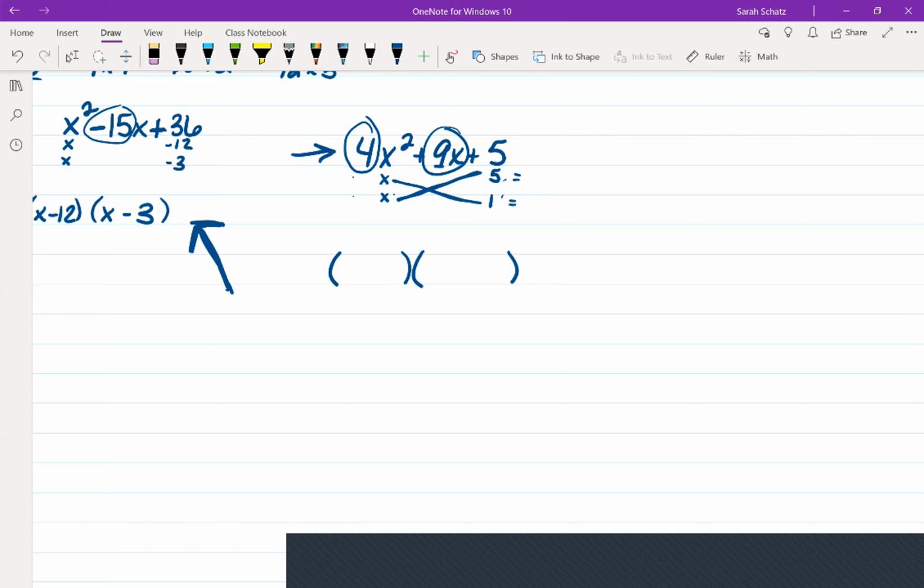Instead of writing 1 and 4, what happens if I had written 4 and 1? You think, well, it's the same numbers, so is it really changing anything? Well, my cross products say yes, it is, because 4x times 1 is 4x, and 1x times 5 is 5x. Add those together, and I get what I'm looking for. All I had to do was switch the 4 and the 1.